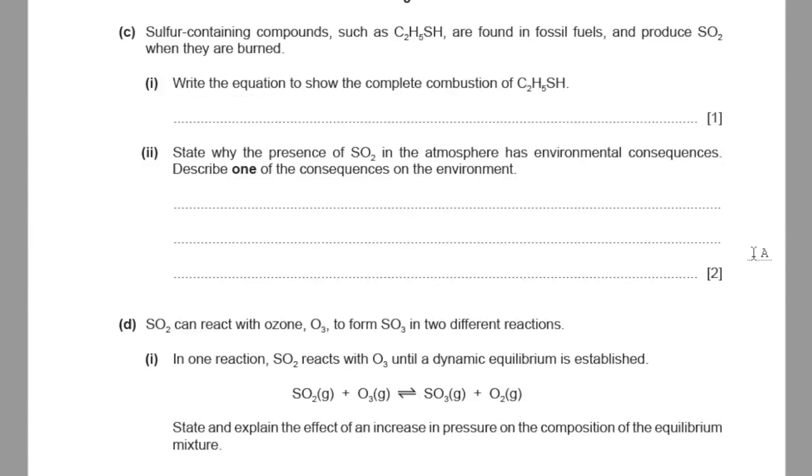Part C, sulfur containing compounds such as C2H5SH are found in fossil fuels and produce sulfur dioxide when they are burned. Part 1, write the equation to show the complete combustion of C2H5SH. Usually combustion products are carbon dioxide and water, but in this question, sulfur dioxide is an addition to the products. So I should write C2H5SH combines with oxygen and gives out the usual products, which are carbon dioxide plus water, plus in addition this time, sulfur dioxide.